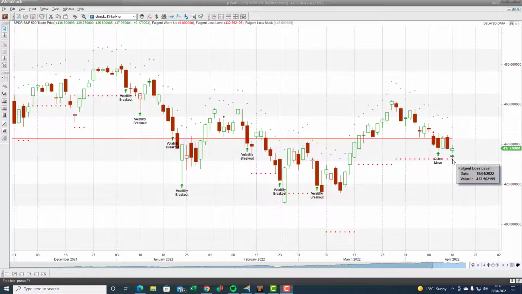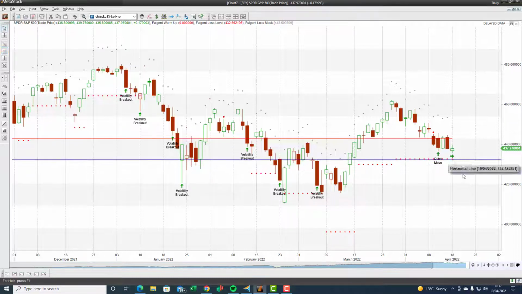Now, we've got a quick move signal in now. It's got a very wide stop loss here. You can see there's a very wide stop loss. So a quick move is a 3 to 5 day trade. So expect a little snapback, maybe back to these old resistance levels there on the Spider ETF. But the last two volatility breakouts, quite tasty profits on that one.